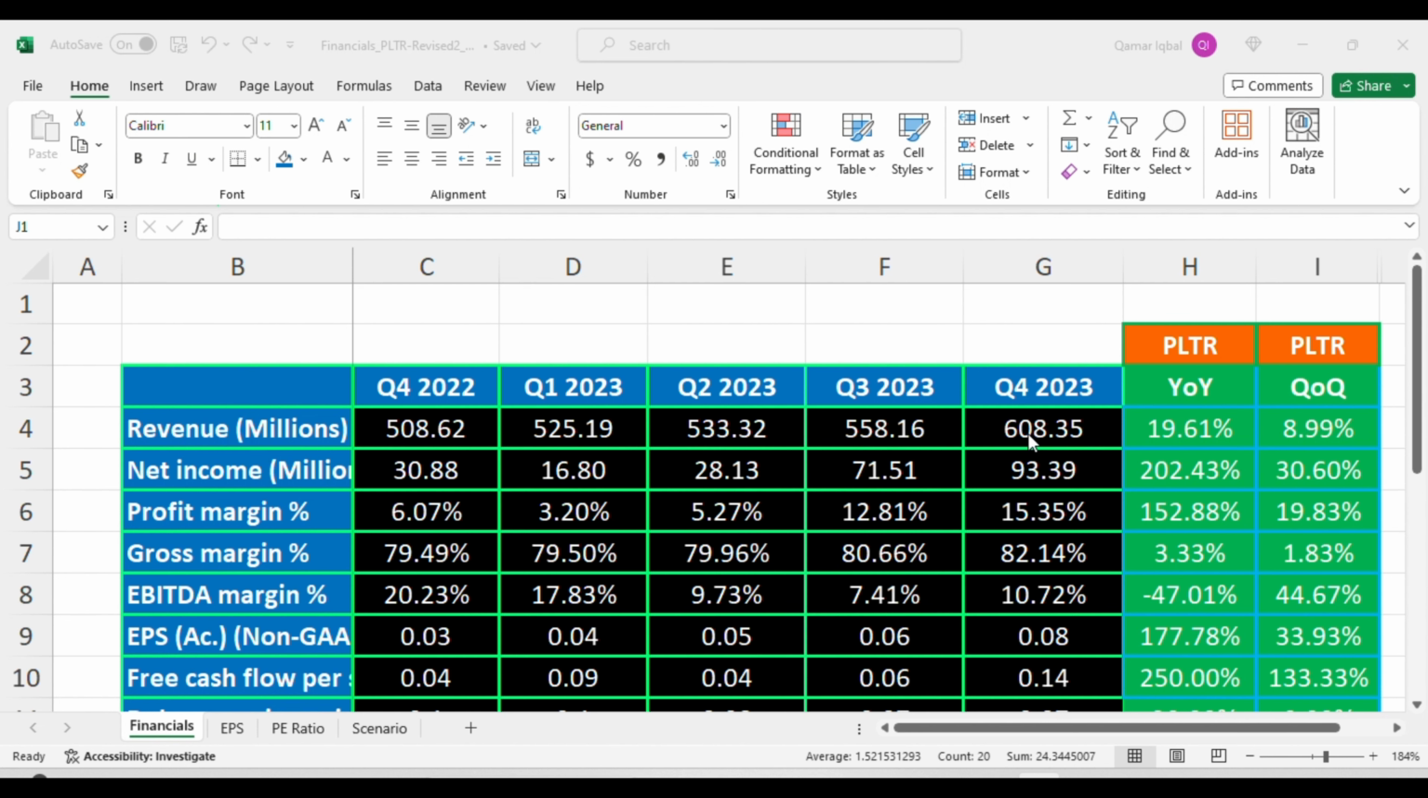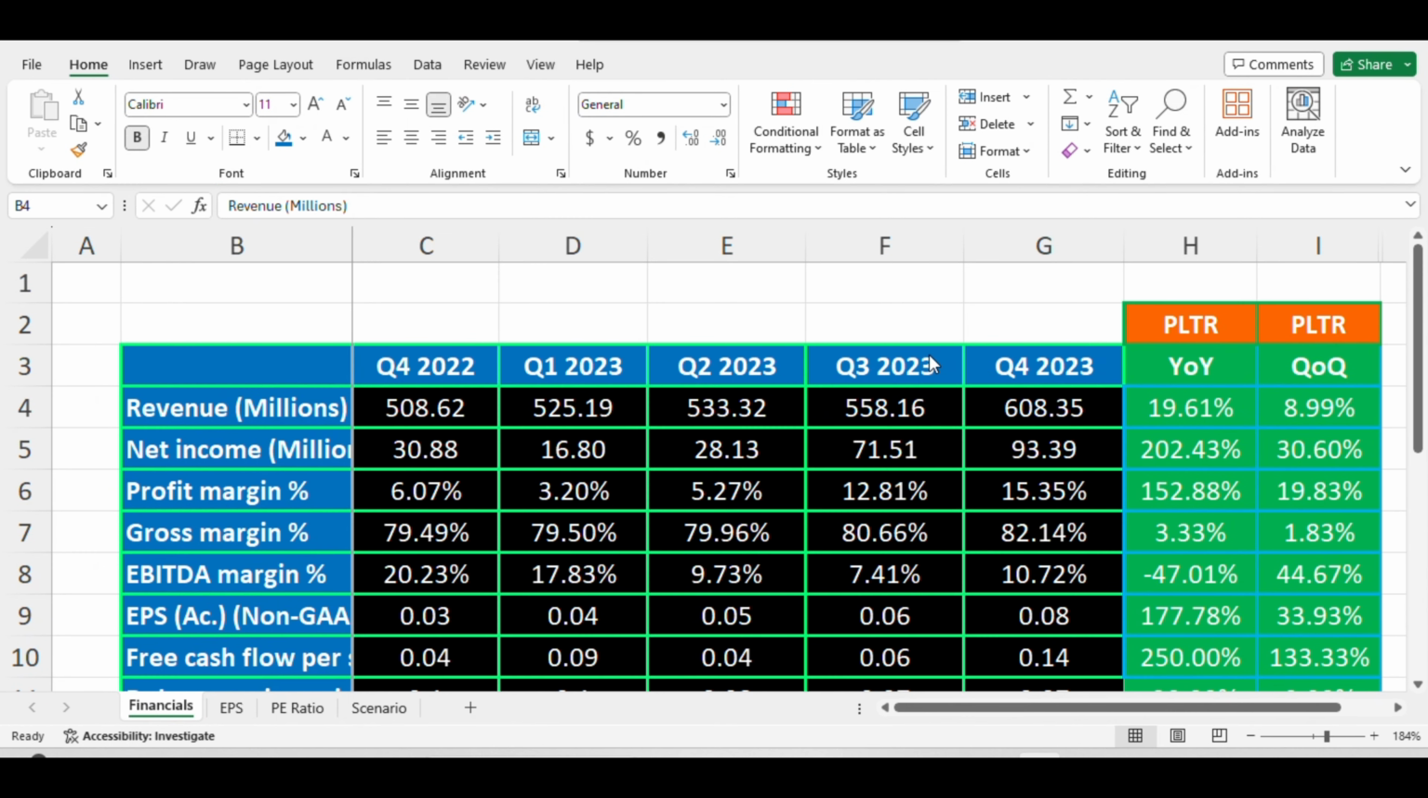Now, let's get started. You see this table on your screen. This has the summary of the financial data for the last 5 quarters. We also have column H and column I that have year over year growth and quarter over quarter growth. Year over year means the latest quarter this year versus the same quarter last year. And quarter over quarter means the latest quarter versus the previous quarter.